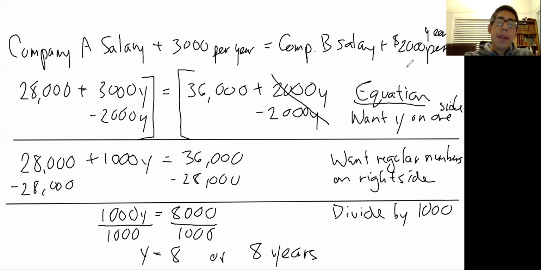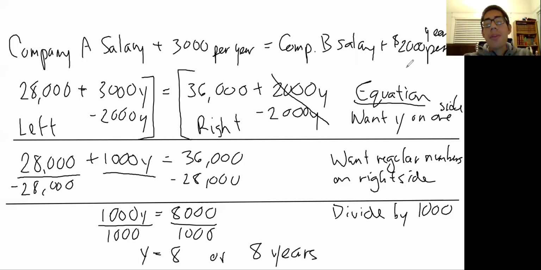So I'm going to remove the y. I'm going to subtract 2,000 y from this side, so the y's are gone from the right side. Remember, this is the right side of the equation, and this is going to be the left side. Whenever I say those words, that's what I mean. So minus 2,000 y, I'm left with 28,000 plus 1,000 y, because I subtracted, is equal to 36,000, and there's nothing here.